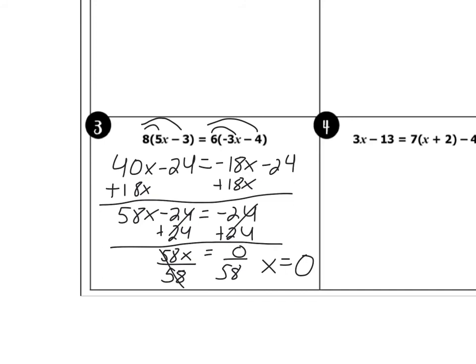The only time that we're not going to have any solutions, or that we're going to have an infinite amount of solutions, is if our variables were to cancel out, and we had no variables left. We'd just be left with constants, which we're going to see again in number 4. So let's take a look at number 4 now. Try to do number 4 on your own before I do, and then we'll compare our answers.